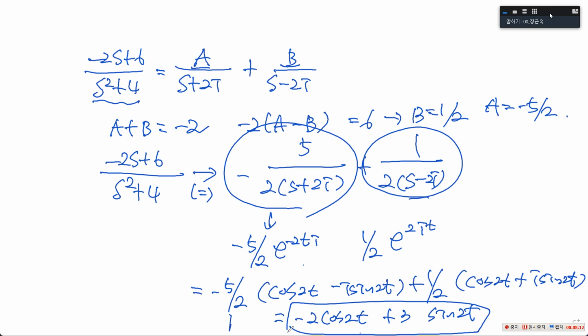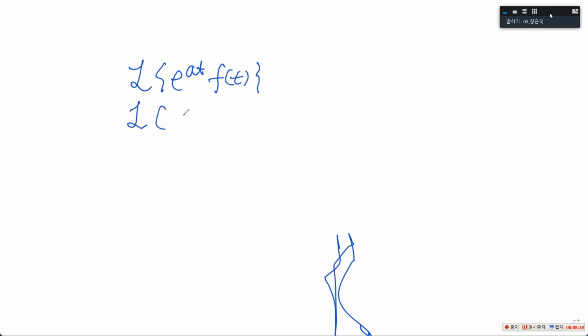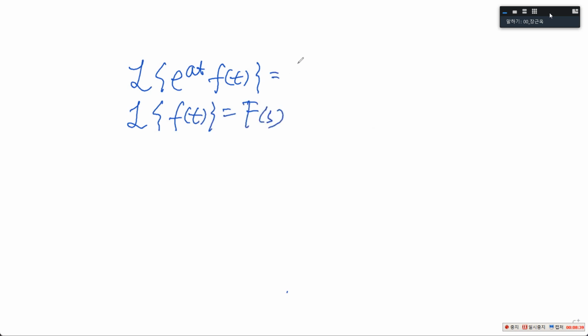Okay. The important thing is S shifting. Why don't we think about e^(at) f(t)? Then we say that the Laplace transformation of f(t) is F(s), and the Laplace transformation of e^(at) f(t) is given by F(s minus a). That we say is S shifting. S shifting is very, very useful.